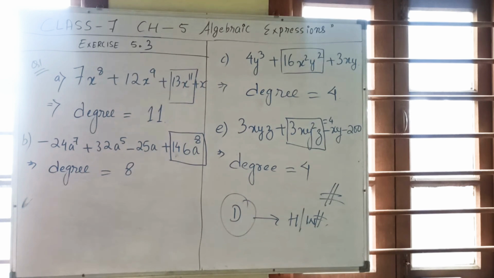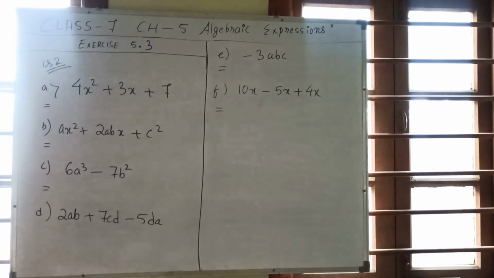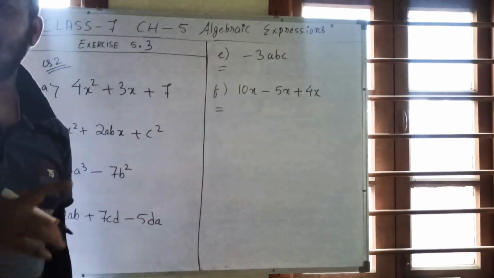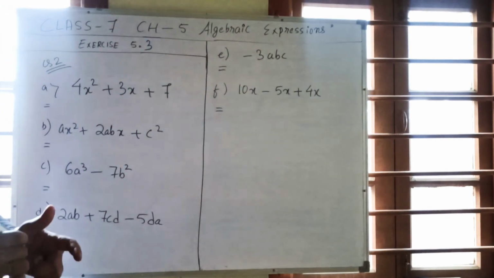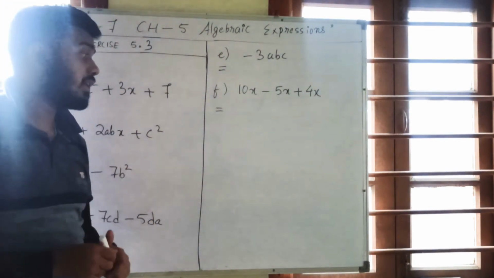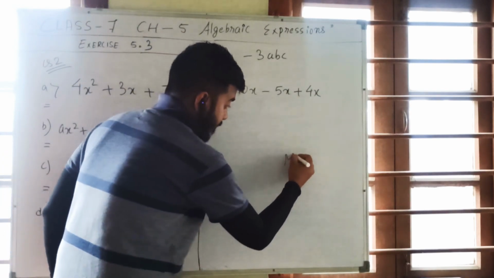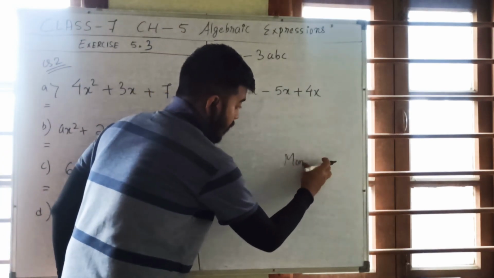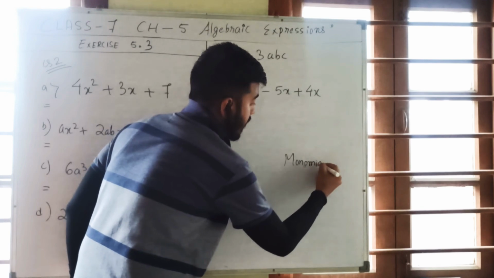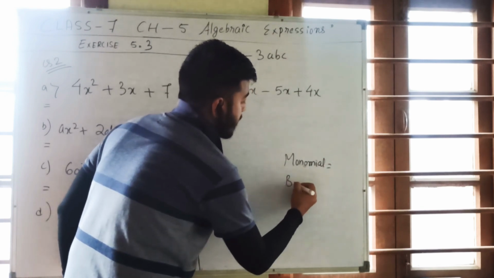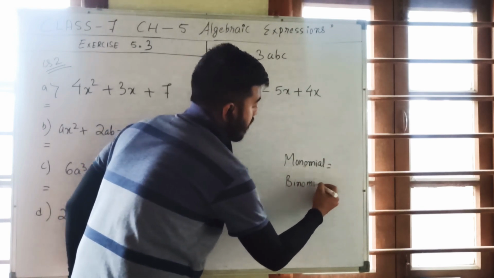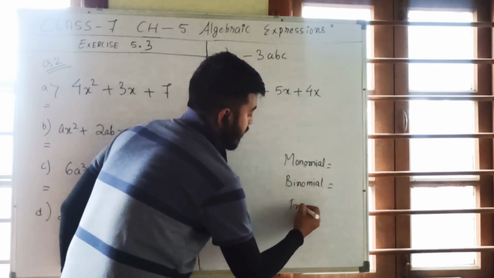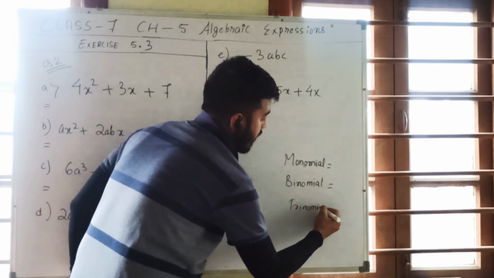Now let us switch to the next question, question 2. What does question number 2 say? The question number 2 says classify the following algebraic expressions into monomials, binomials and trinomials. Now you have to understand what you mean by monomial, what you mean by binomial and what you mean by trinomial.